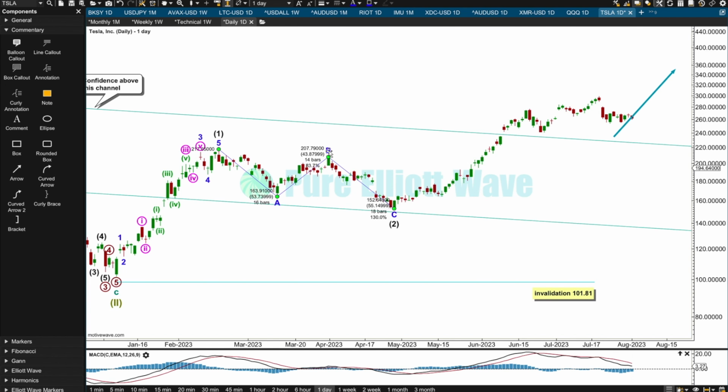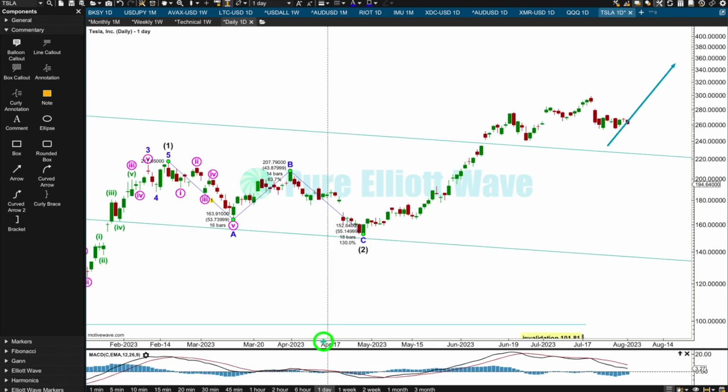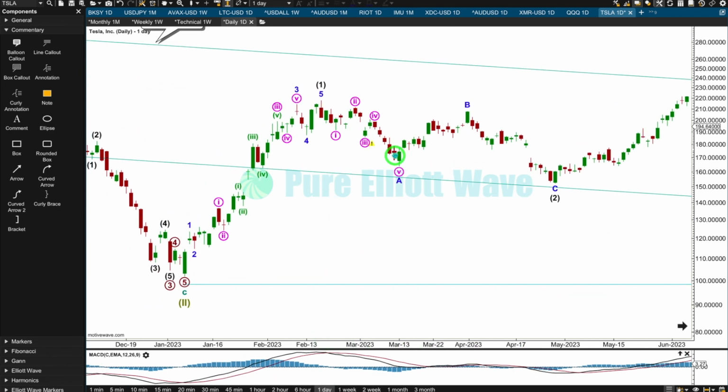Nope, can't be a flat because B is only 83% of A. So will A subdivide as a leading diagonal? No, it doesn't. The third wave's too short. Okay, so maybe it must be an impulse. Or, oh no, I think this is probably a double zigzag. That's going to have a bit of fit, isn't it?